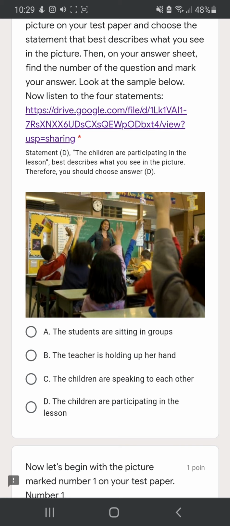Statement D. The children are participating in the lesson best describes what you see in the picture. Therefore, you should choose answer D. Now let's begin with the picture marked number 1 on your test paper.